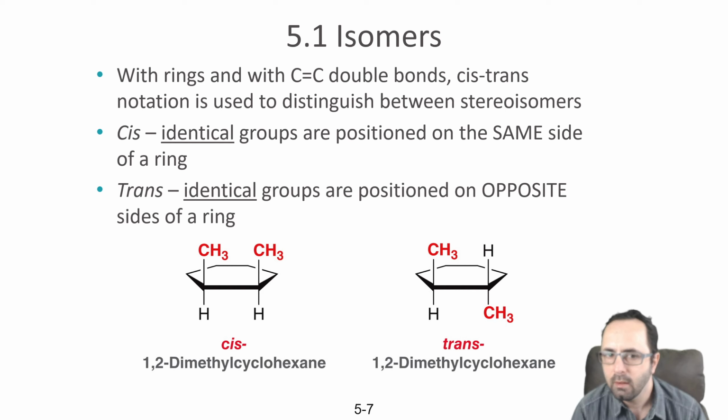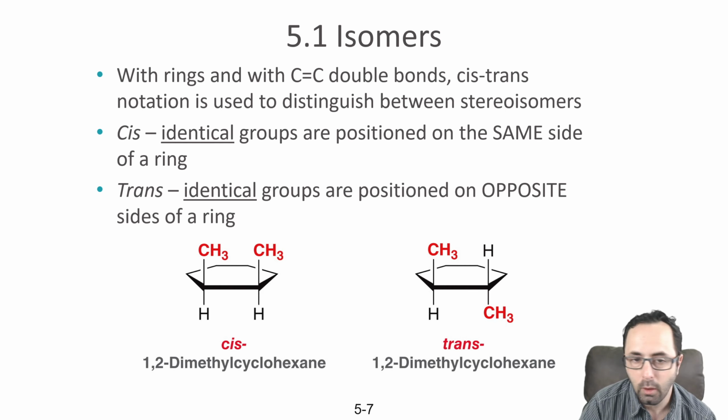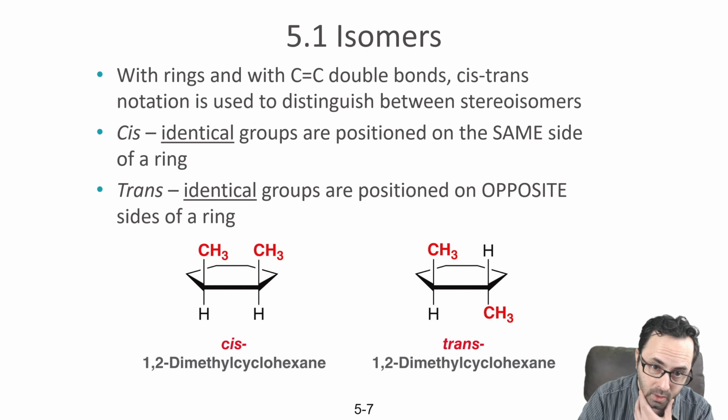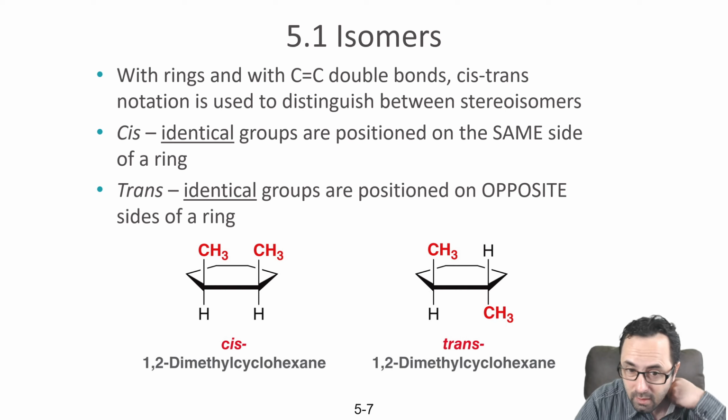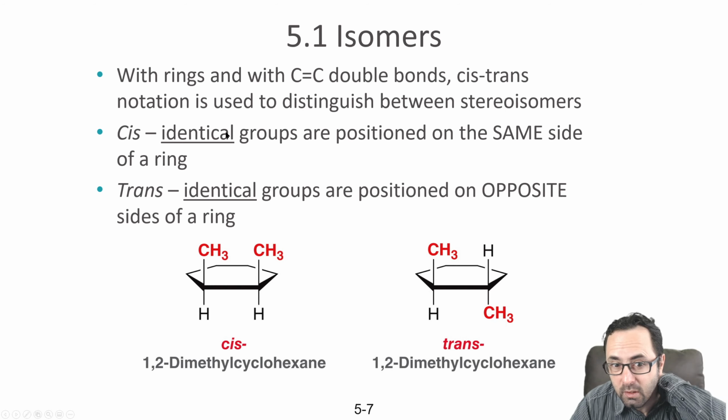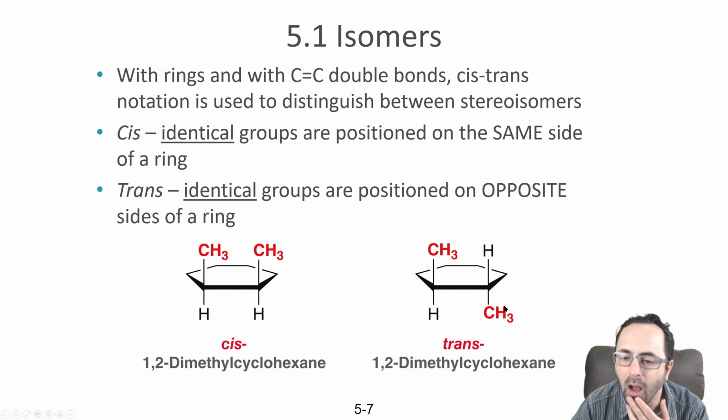So when you have rings and carbon-carbon double bonds, you have a cis-trans notation. And we talked about this a little bit in chapter 4. So cis is considered when identical groups are positioned on the same side. Trans is when identical groups are positioned on the opposite side. So that's what we learned in the previous chapter. But what if they're not identical groups? Which is a great question, right? What if cis and trans is not good enough to identify the difference between these?